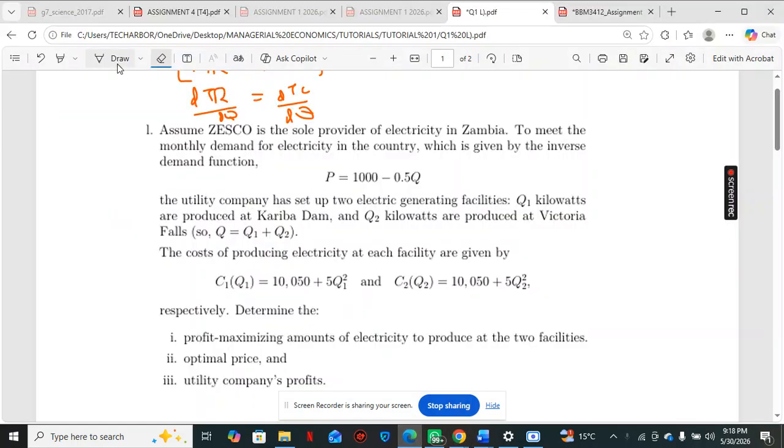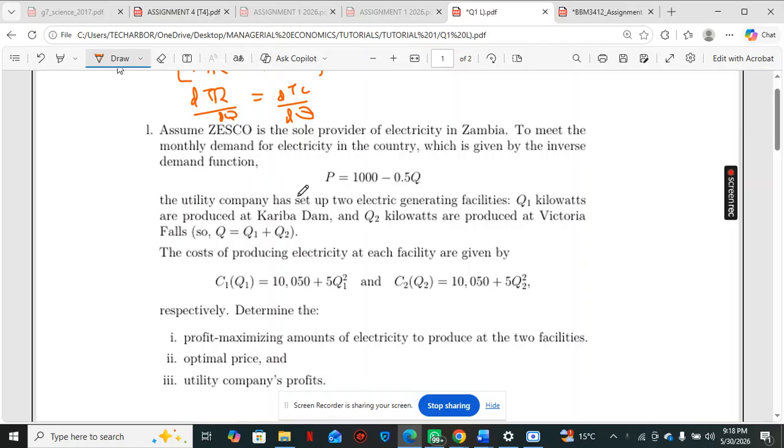So I have a question here which is saying, assume Zesco is the sole provider of electricity in Zambia, to meet the monthly demand for electricity in the country, which is given by the inverse demand function, P equals 1000 minus 0.5 Q.